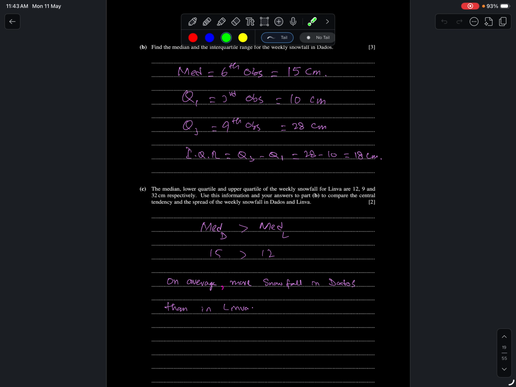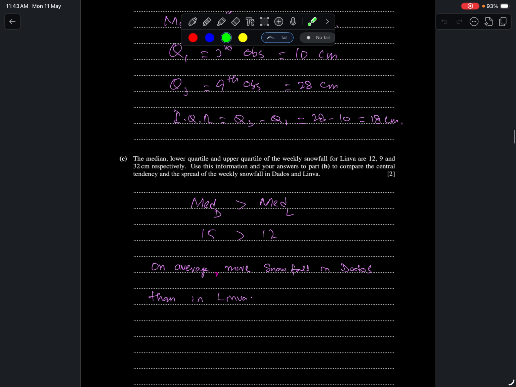Now here we compared medians. The median, lower quartile and upper quartile of the weekly snowfall for L are this and this. Use this information and use your answer to part B to compare the central tendency. So central tendency means median for box plot and stem plot. Always compare median for both. And spread, compare their ranges or IQR. Since IQR is given, so compare their IQR.